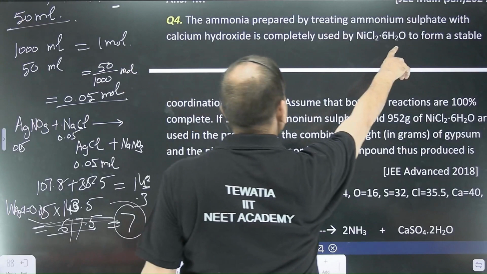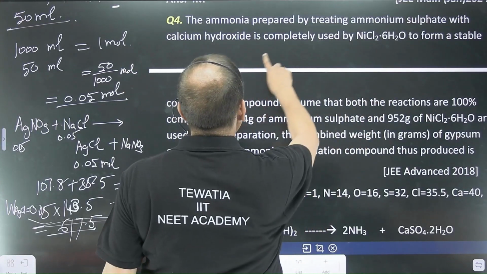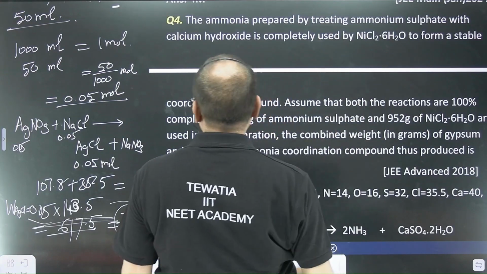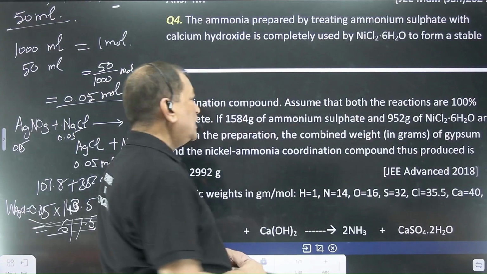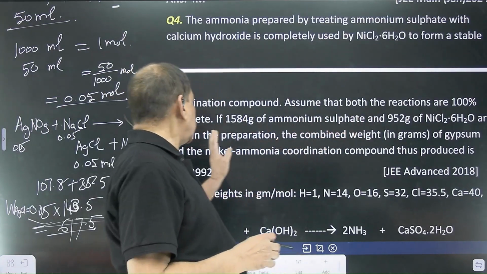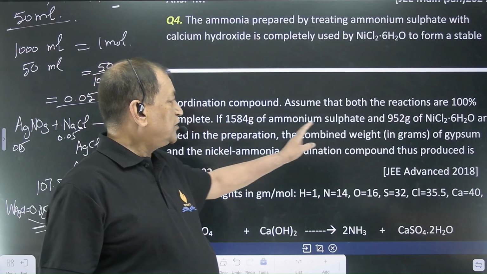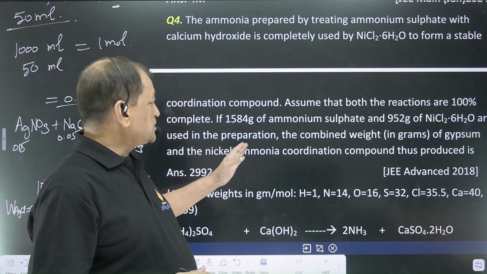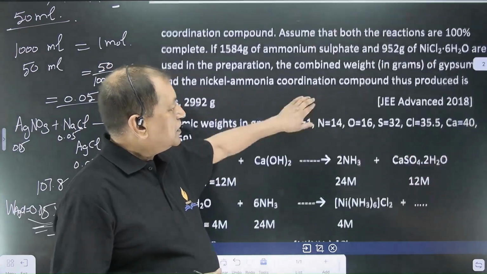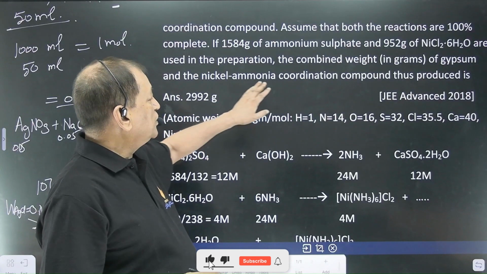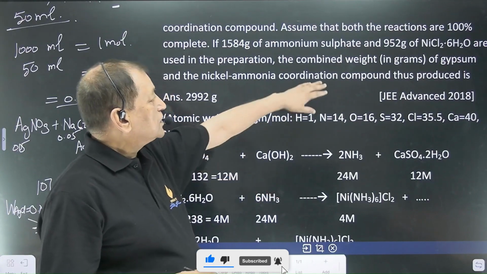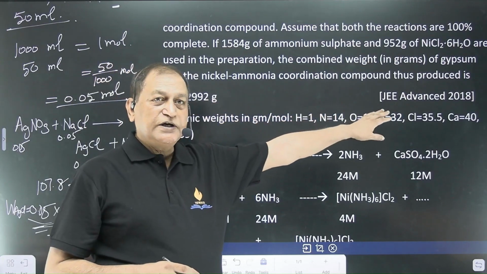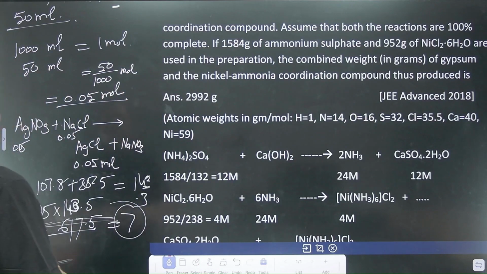Ammonia prepared by treating ammonium sulfate with calcium hydroxide is completely used by NiCl2 to form a stable coordination compound. Assume that both the reactions are 100% complete. If this much gram of ammonium sulfate, this much gram of nickel chloride hexahydrate are used in the preparation, the combined weight in grams of gypsum and the nickel ammonia coordination compound thus produced is, this came in JEE Advanced, so we have to understand the question first.